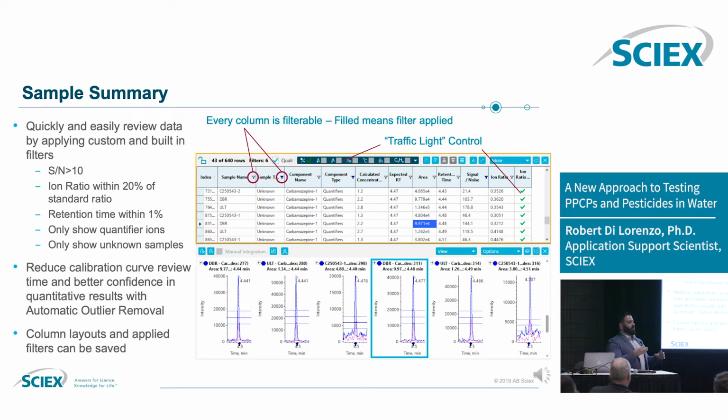So you can save a column set for calibration curve review. Filters get applied, columns come in, review your data quickly, and now I want to review my unknowns, bring in that column set. It's really quick to switch back and forth between reviewing your data, whether it's QC review or unknown review. So just a quick little sample summary.